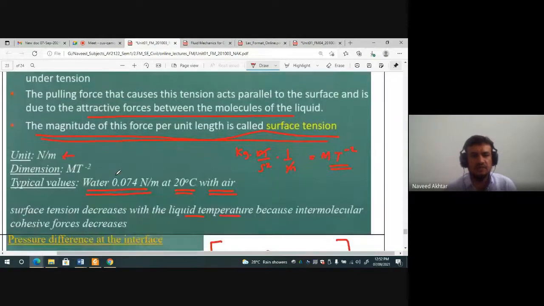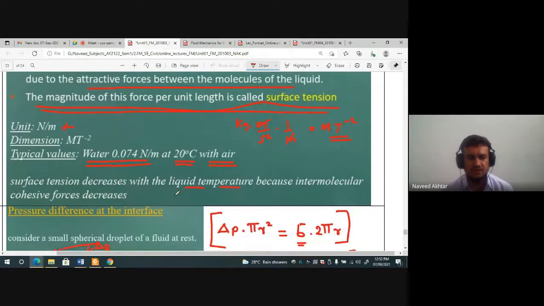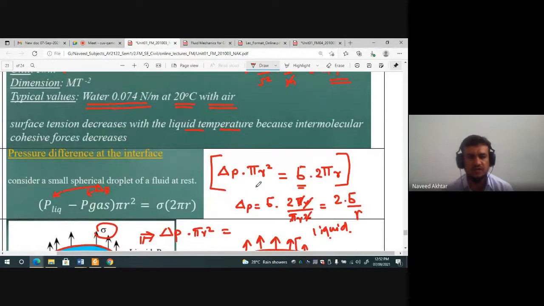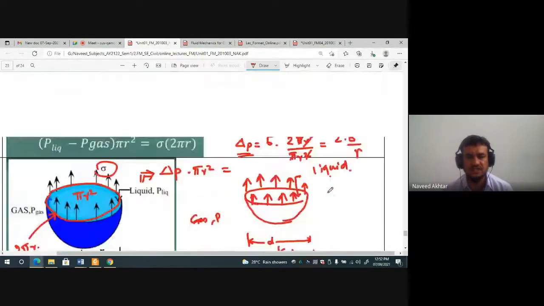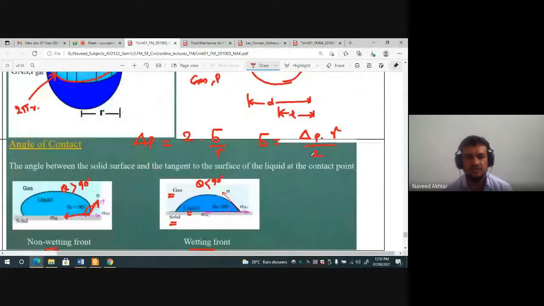And then what is the surface tension? The unit of surface tension. And the surface tension for water at 20 degrees Celsius with the air is 0.074 Newton per meter. Okay, and then how we can calculate the pressure difference if you know the surface tension, or how to calculate the surface tension if you know the pressure difference. This formula you can use for that.